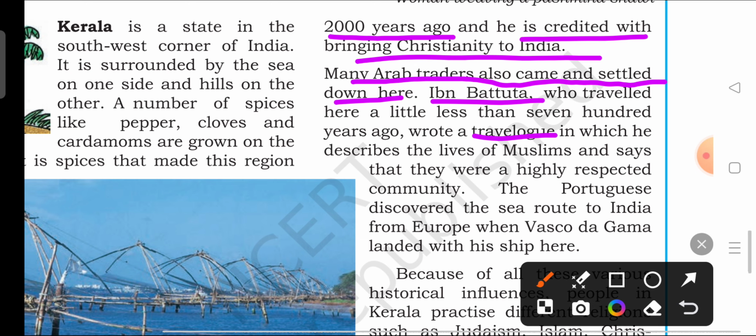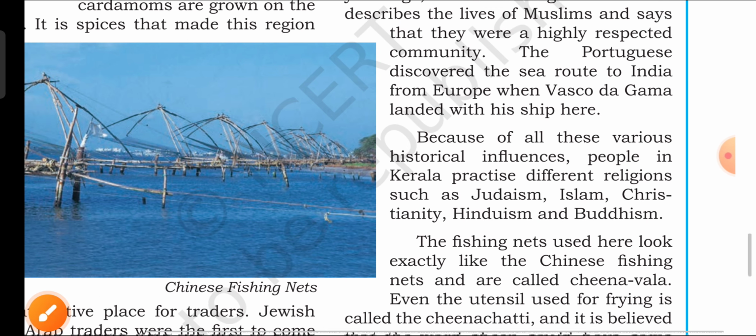So the Portuguese discovered the sea route to India from Europe when Vasco da Gama landed with his ship here. It has been said that Vasco da Gama was the one who first discovered India, isn't it? It was through this sea route, this Arabian Sea, that it was discovered. And he landed here in India. So where did he land? He landed here in Kerala.